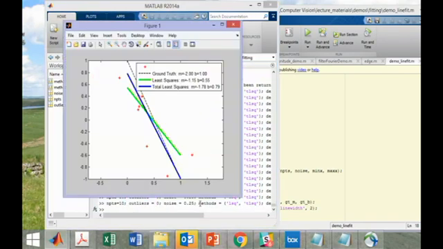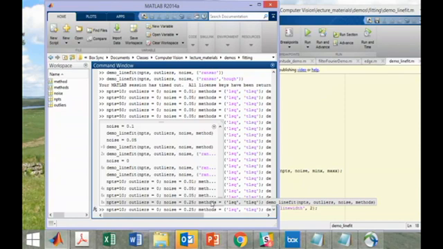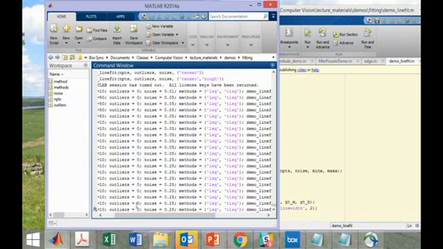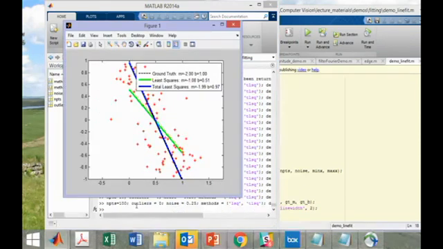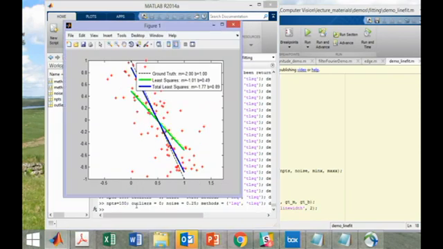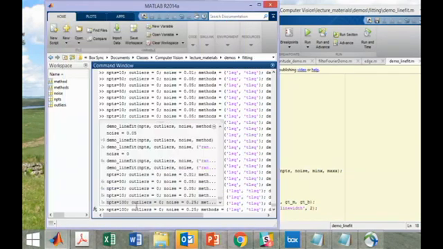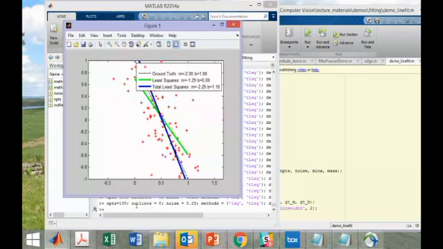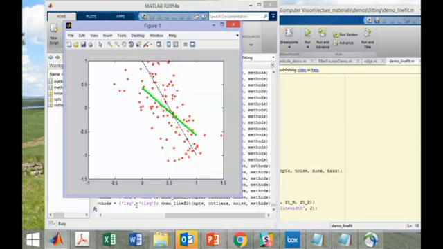Now as I increase the number of points, I should expect that eventually I'm going to have a reliable estimate for my fits, especially in the case where I correctly modeled the noise. So now with 100 points and still a lot of noise, total least squares is pretty much right on target, while least squares is way off because it's not modeling the noise correctly.